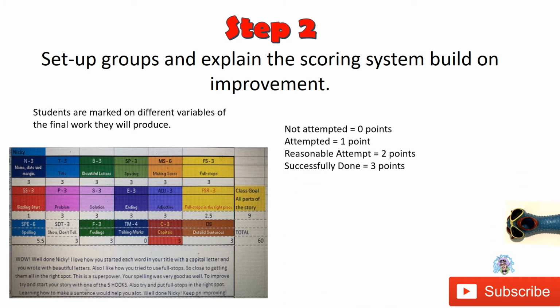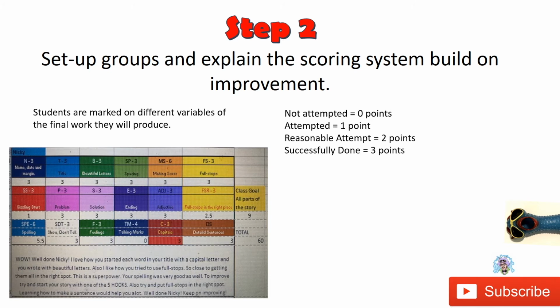And I provide them with a scale for each variable, where 0 points means that there was no attempt of actually doing that variable in their piece of work. 1 point would indicate there was an attempt, but it wasn't done that well.